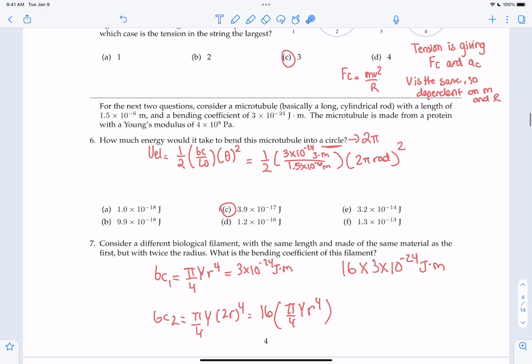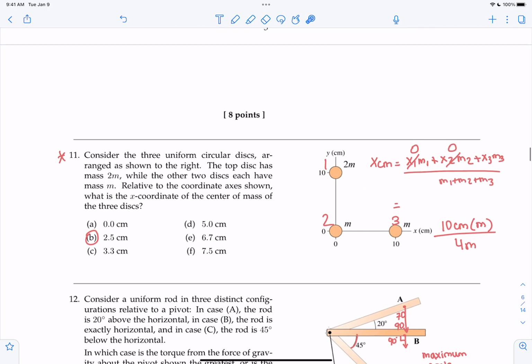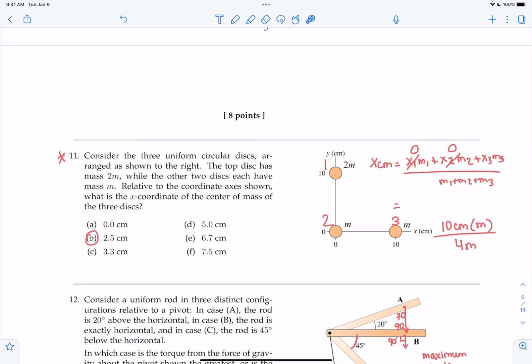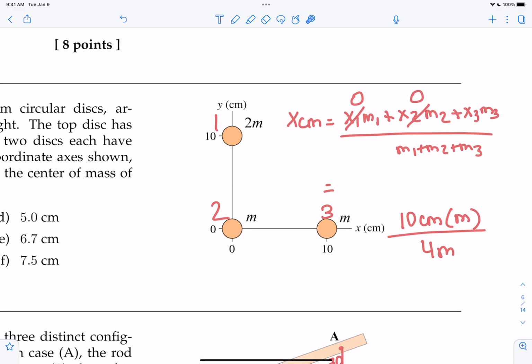But that's 6. 11 is center of mass. So they're asking us, consider the 3 uniform circular disks arranged as shown to the right. The top disk has a mass of 2m, while the other 2 disks each have mass m. Relative to the coordinate axes shown, what is the x-coordinate of the center of mass? So we're only looking at the x-coordinate. We're not concerned about the y-coordinate at all.